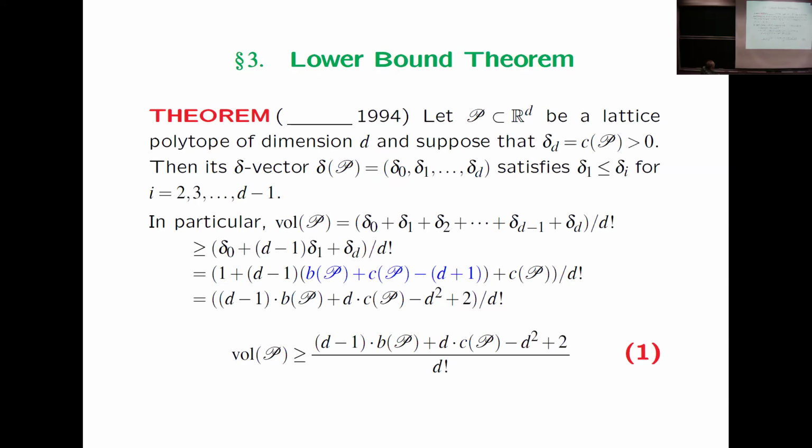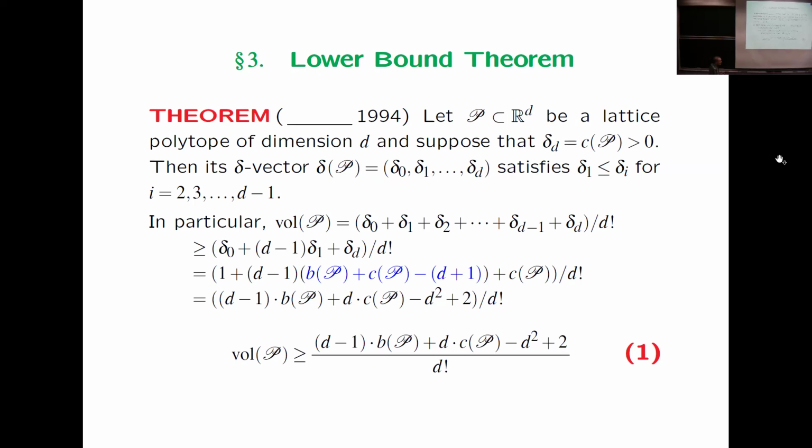But in general, if delta P is positive, Cp is positive, and P has at least one lattice point in the interior, then the volume is always bigger than or equal to (d-1)Bp + dCp - (d² + 2) over d factorial. When d equals 2, this is half of b plus c minus 1, exactly Pick's formula. So for d equal to 2, this is exactly the right hand side of Pick's formula, and it is just equal. But in general, this is just a lower bound of the volume.